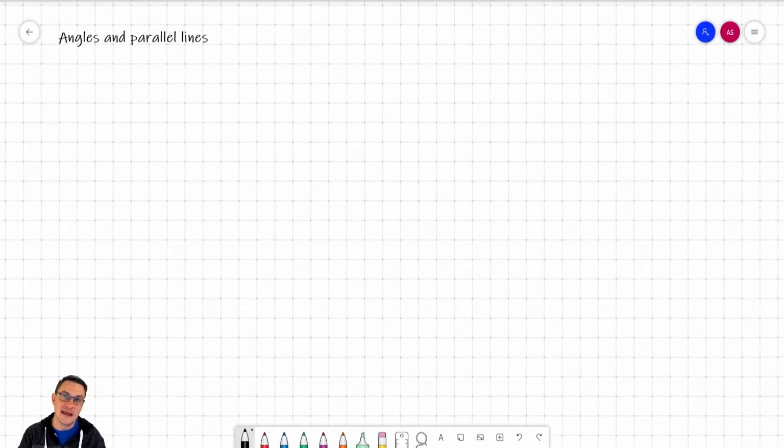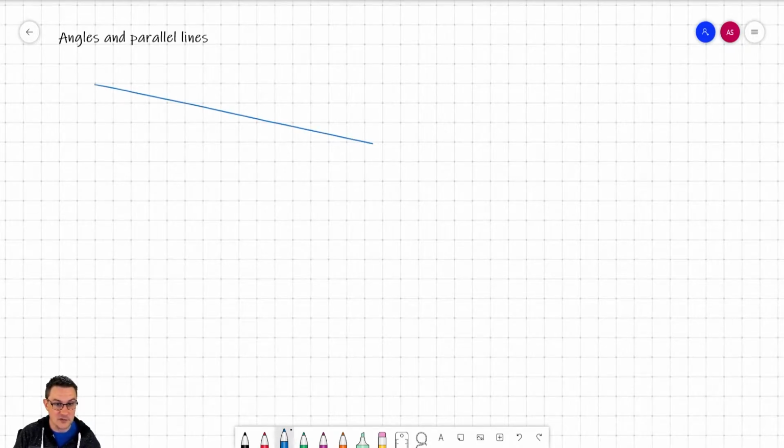Anyways, people, today we are going to look at angles and parallel lines. In order to do this, first of all, let's think about lines and how we often define them. If we were to take a straight line and consider two points on it, let's label a point here, and we'll just call this A, and let's label another point down here. We'll call this point B.